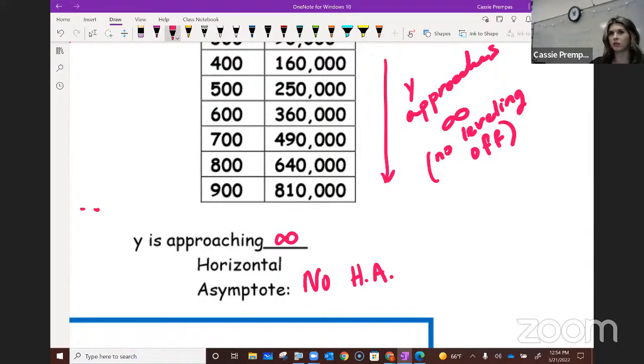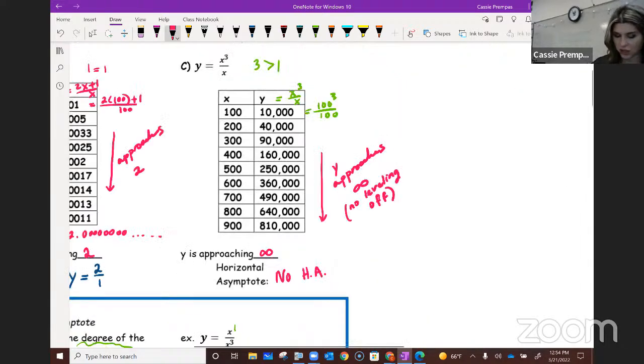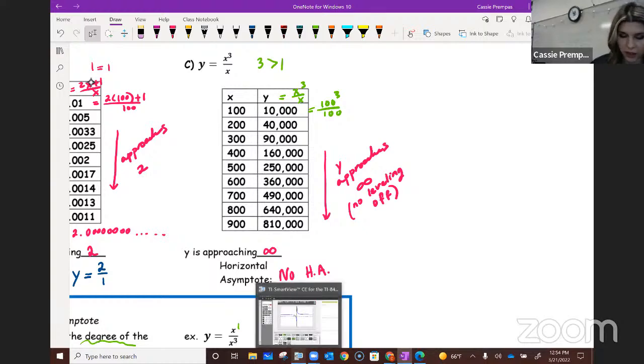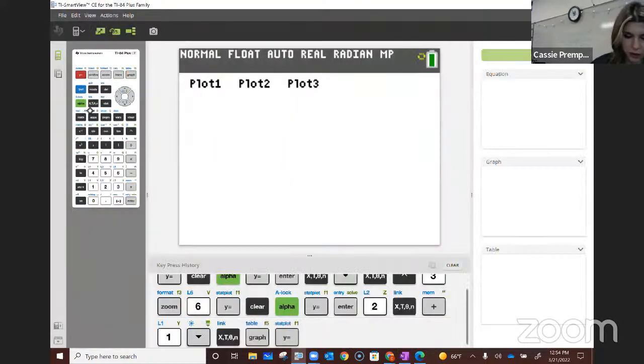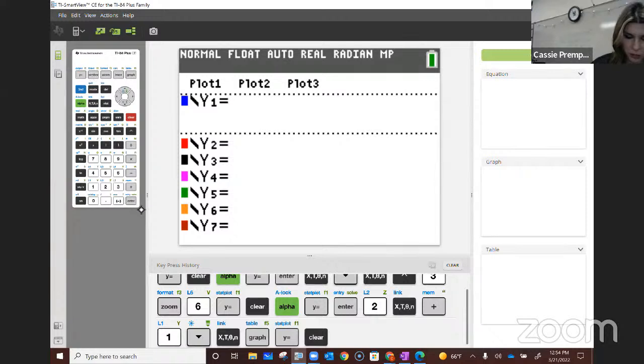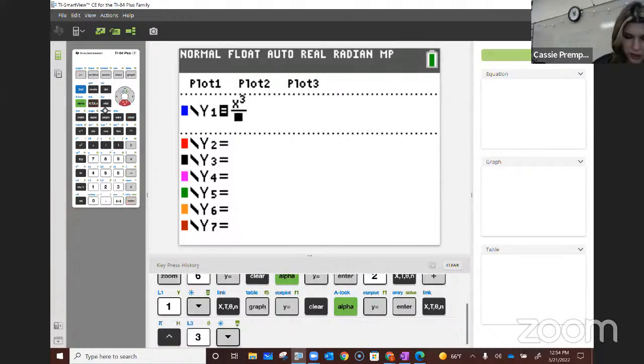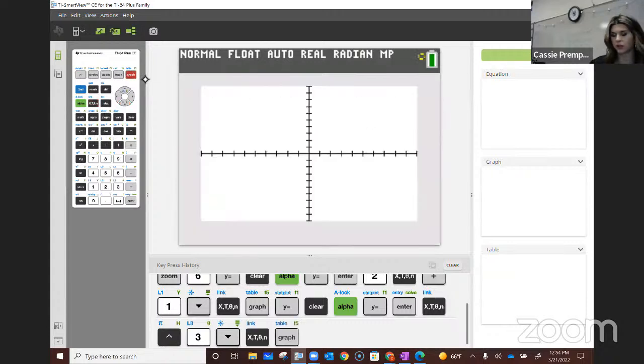Nothing that they're getting close to. In fact, if I was to graph this, you're going to see it's just increasing forever. If I do, I'll go ahead and show it to you, x cubed over x, and then I graph it, I'll see my function eventually. Will I? Did I see it? Oh, there it goes. It's just super slow.